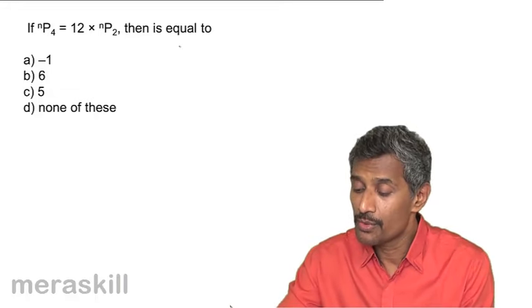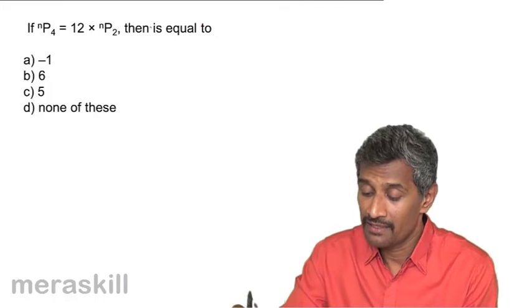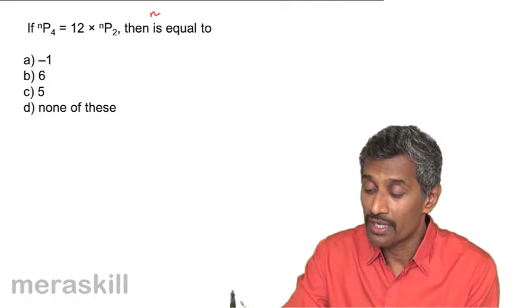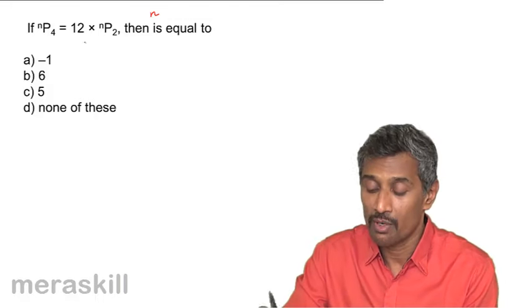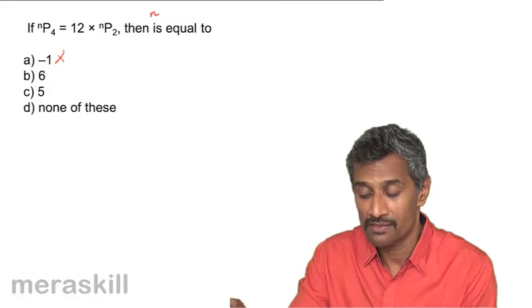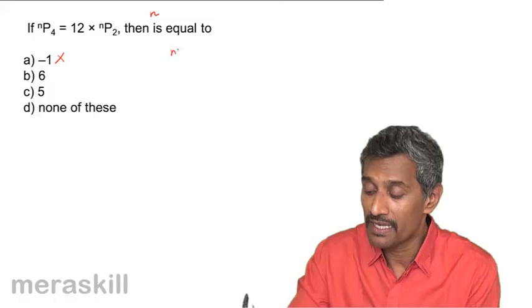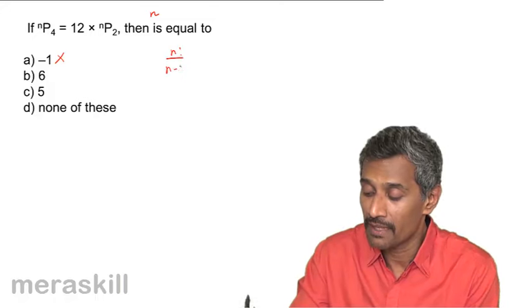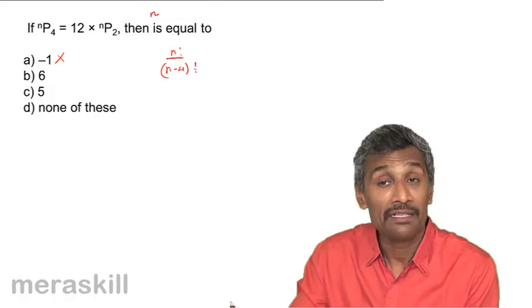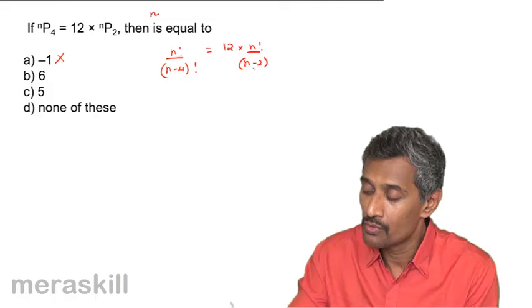NP4 is 12 times NP2. Then N is equal to what? So we are looking at N being equal to what? Obviously N cannot be minus 1 because it is a negative answer. So we can simply solve this clearly. We have NP4 means N factorial upon (N minus 4) factorial. And this will be 12 times N factorial upon (N minus 2) factorial.